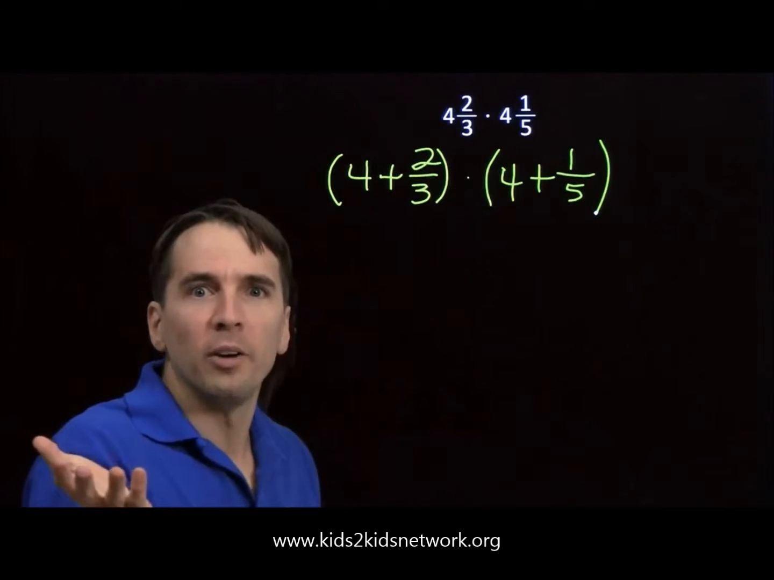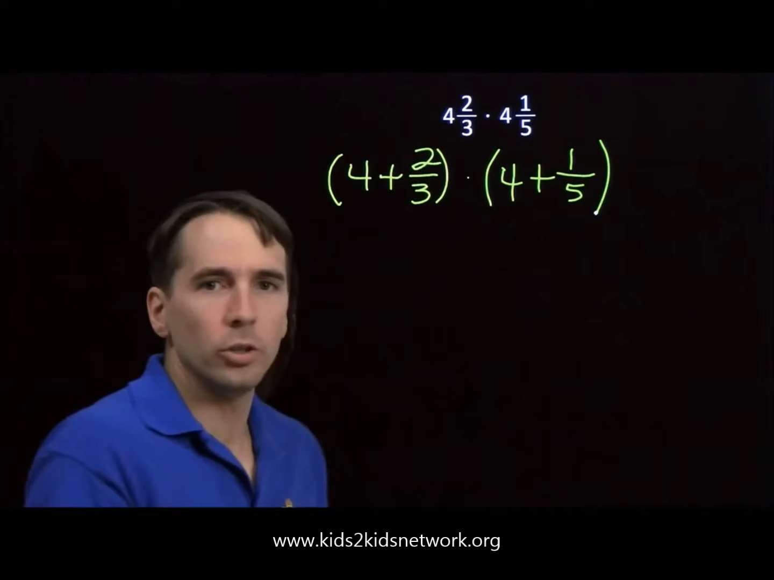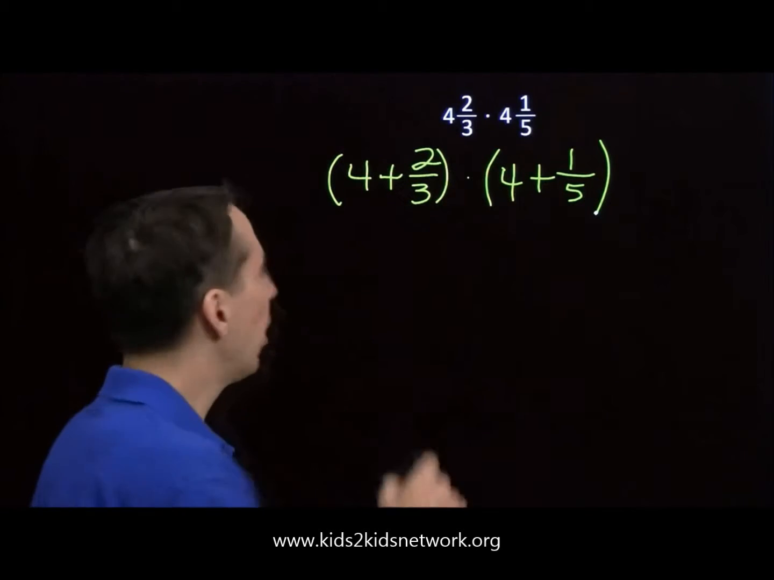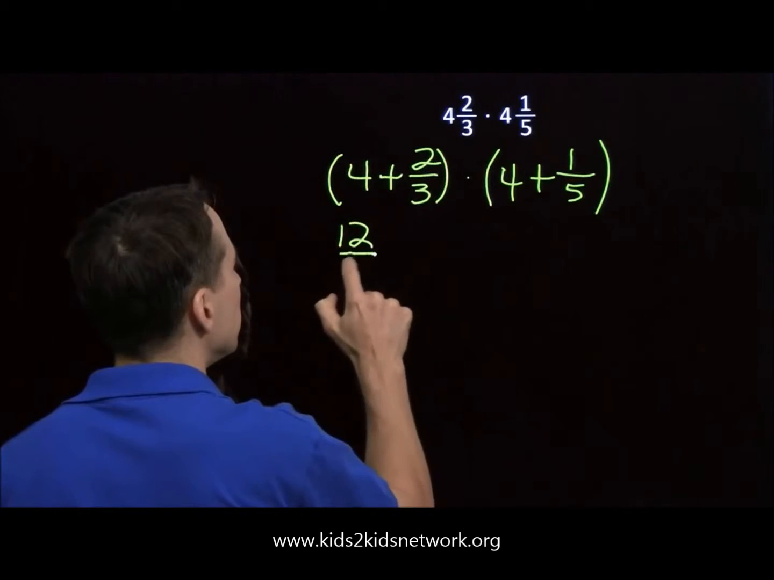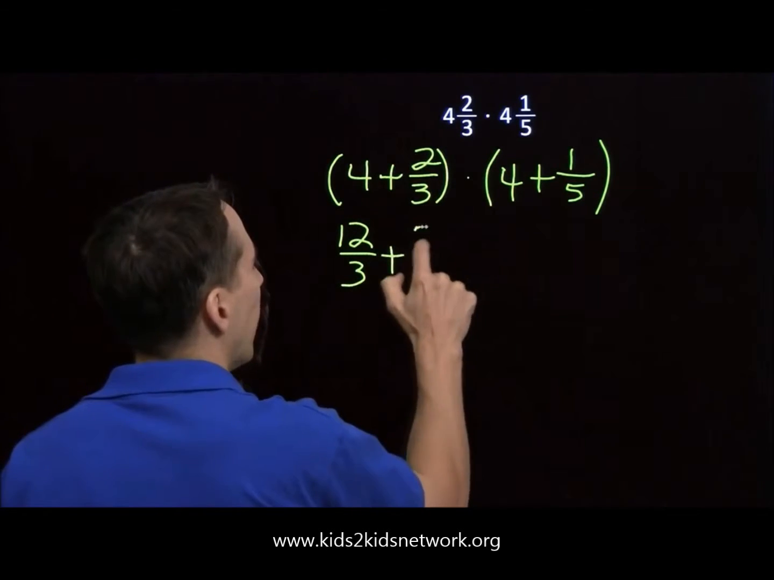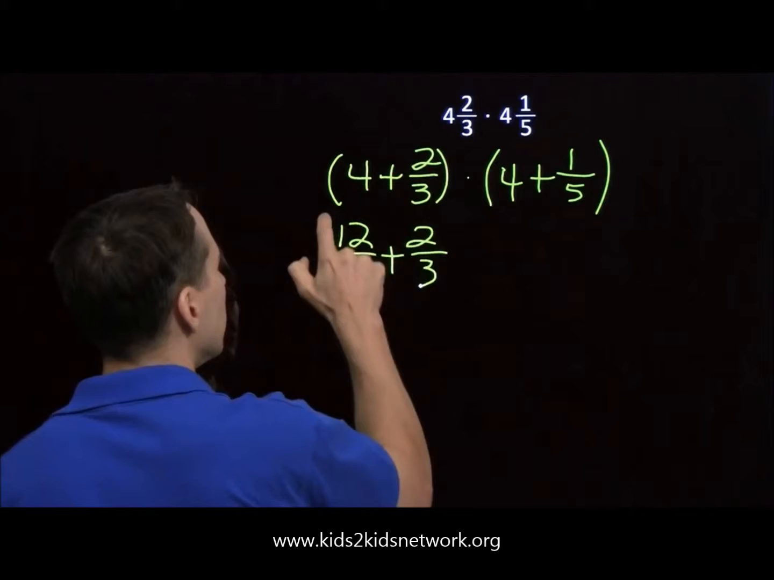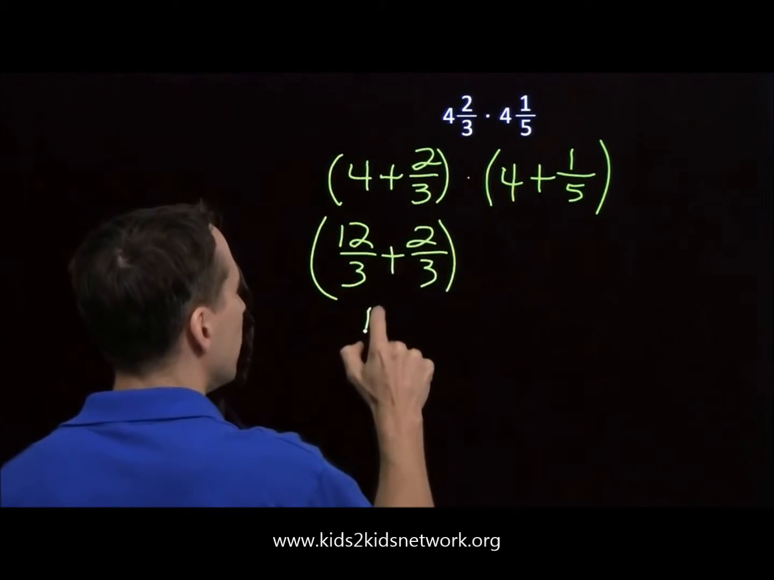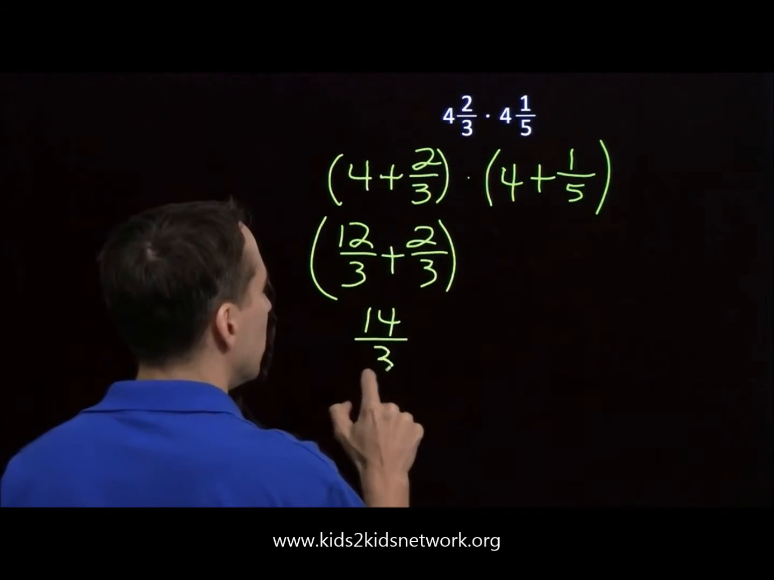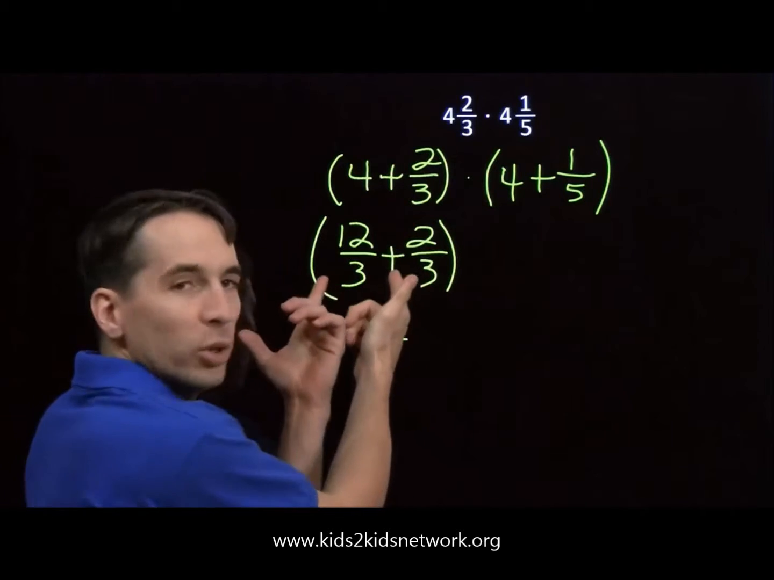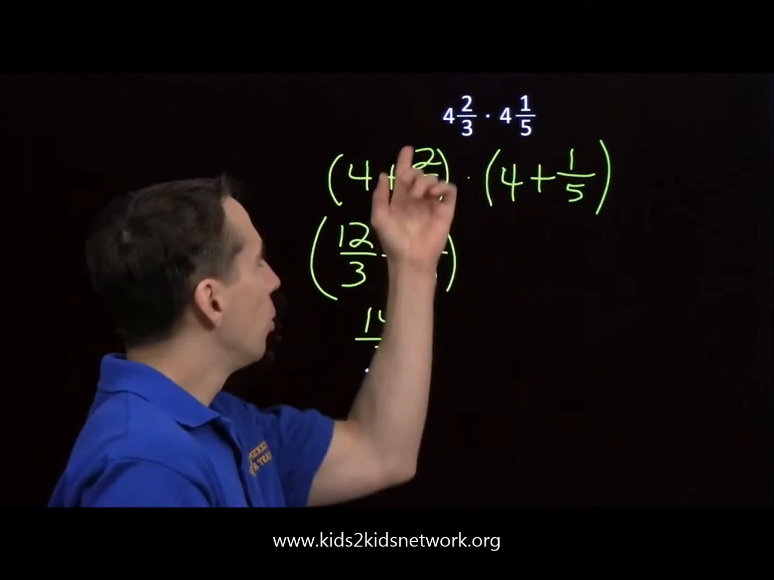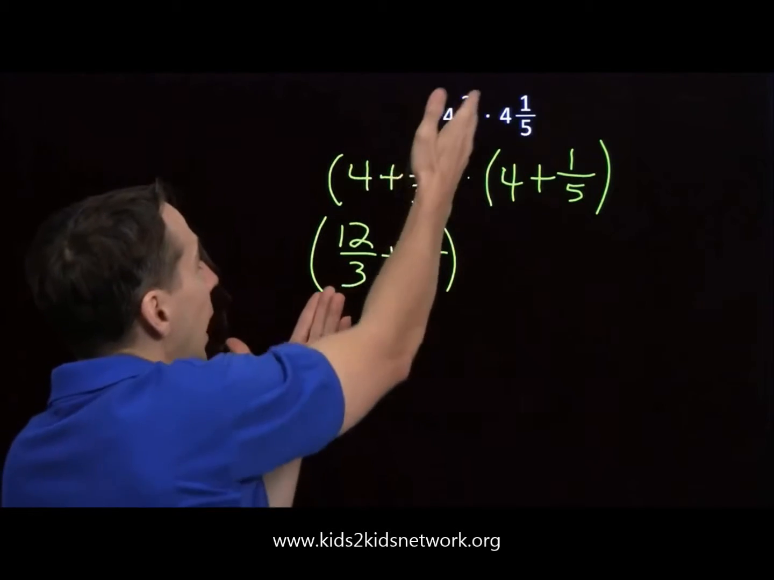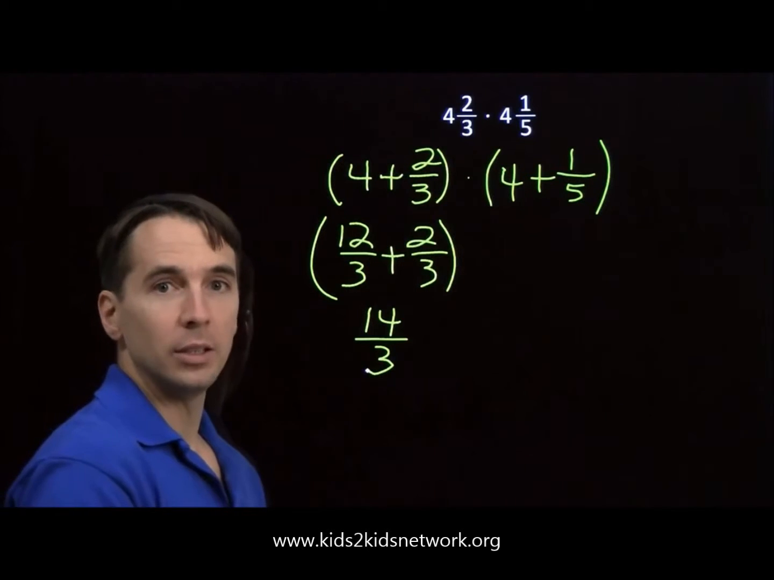Wait, we know how to multiply fractions. If we can just take these and turn them into fractions, then we'll be all set. 4 plus 2/3, well, 4 is just 12/3. So we're adding on the 2/3. 12 plus 2, that's 14/3. We don't even really have to write this out. We can see this right from the beginning. 4 and 2/3, well, 4 is 12/3. Add on the 2/3, we get 14/3.